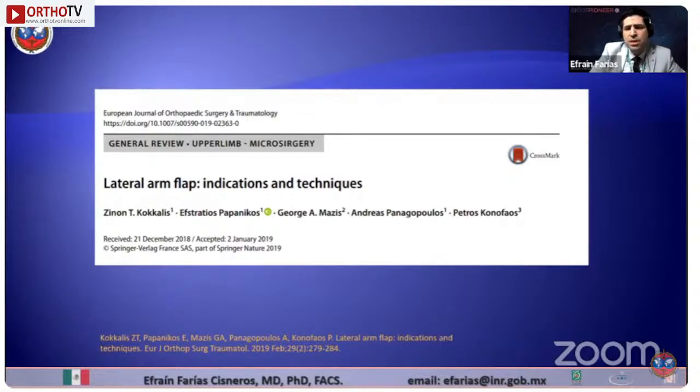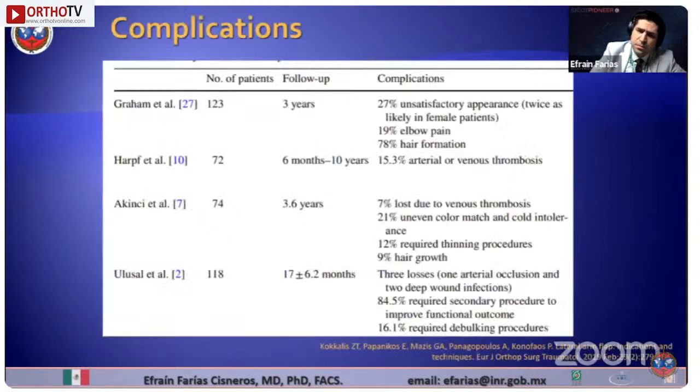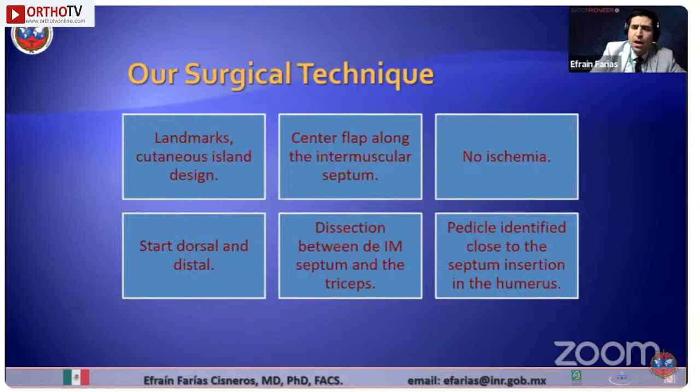In this paper published in 2019, the authors analyzed several previous papers regarding the more common complications related to the appearance, including the need for debulking and unsatisfactory cosmesis. Our surgical technique is the same as previously described elsewhere.